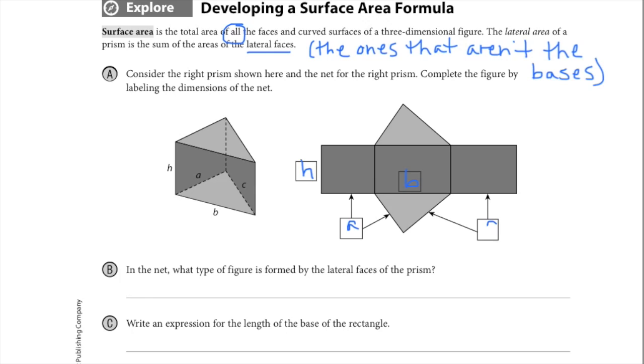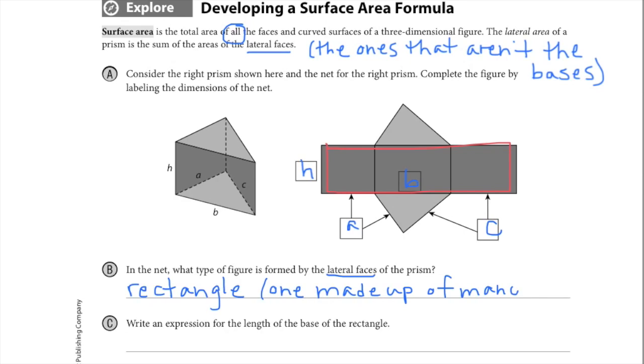And so let's answer these questions. In the net, what type of figure is formed by the lateral faces of the prism? Those are the ones in the dark gray that you can see there. And if we put those faces together, since they're three side-by-side rectangles, it's going to be a rectangle. And notice all those rectangles have the same height, which is the same height as the prism itself. That rectangle is going to be made up of many of those lateral faces, all joined end to end there.